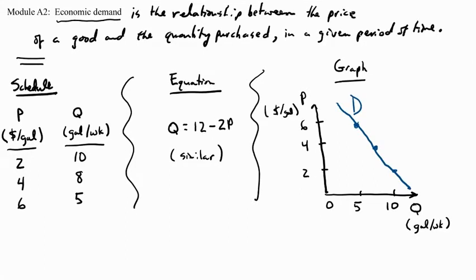Now that we've drawn a demand curve, we can interpret it this way. We can look and say, let's suppose we have a price of $2 a gallon for gas. We can take that directly over to the demand curve, and that will indicate that the quantity that would be purchased at $2 would be 10 gallons per week.